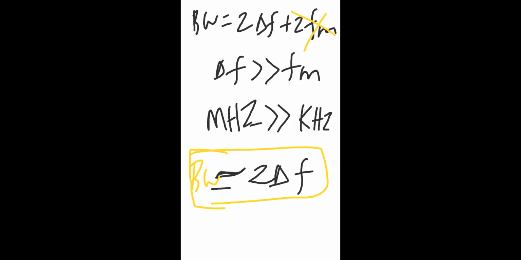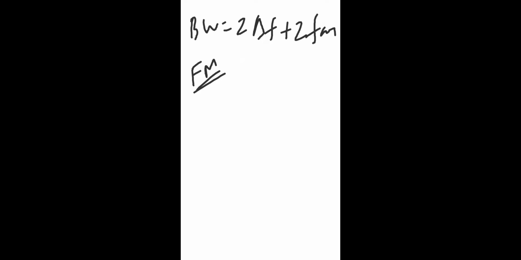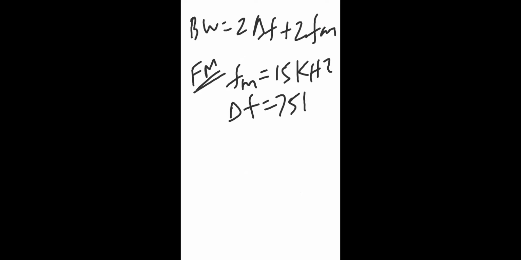But in reality, what happens? Bandwidth is equal to 2 del f plus 2 fm. For commercial FM, that FM we are using on a daily basis, 88 to 108 megahertz, the message signal frequency is 15 kilohertz and the frequency deviation is 75 kilohertz. These two are in the same range. 75 is not much greater than 15. So you cannot make any reduction. You cannot neglect anything here, so you have to consider both things.